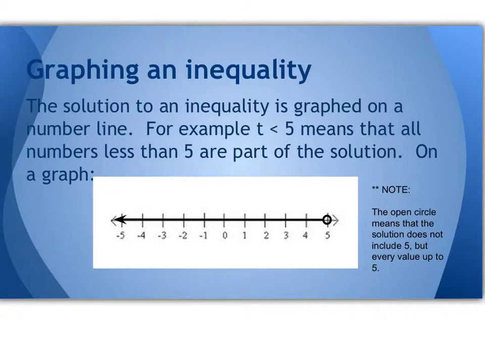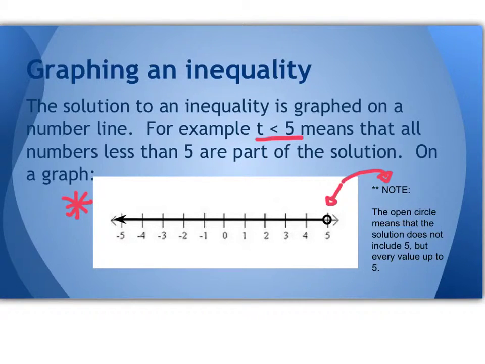Graphing an inequality. The solution to an inequality is usually graphed on a number line. For example, in t is less than 5, it means that all the solutions less than 5 are a part of the solution. On a graph, it would look like this example here. Do you see that there is an open circle on 5? Let's look at the note to see why.